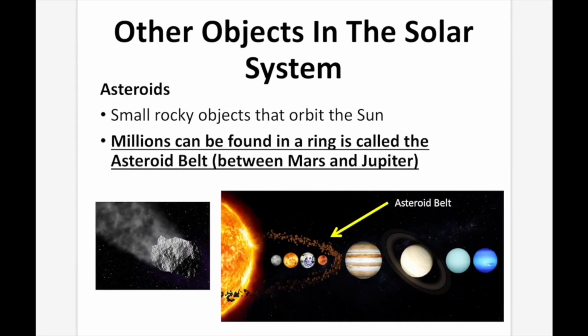Other objects in the solar system. Other objects include things like asteroids. Asteroids are small rocky objects that orbit the sun, and millions can be found in a ring called the asteroid belt, which is located between Mars and Jupiter. And you can see it pointed out right here. So this is Mars right here, and this is Jupiter right here. And the asteroid belt is right between them.